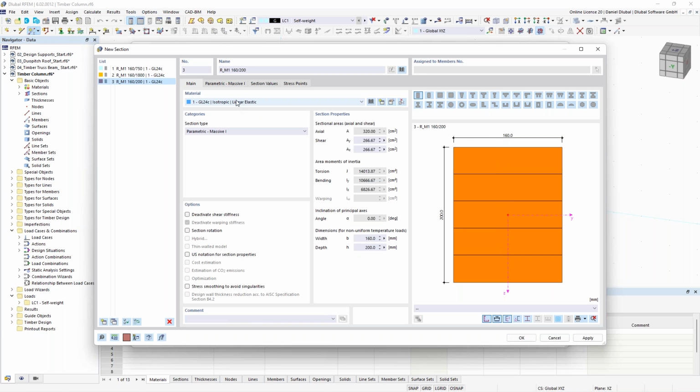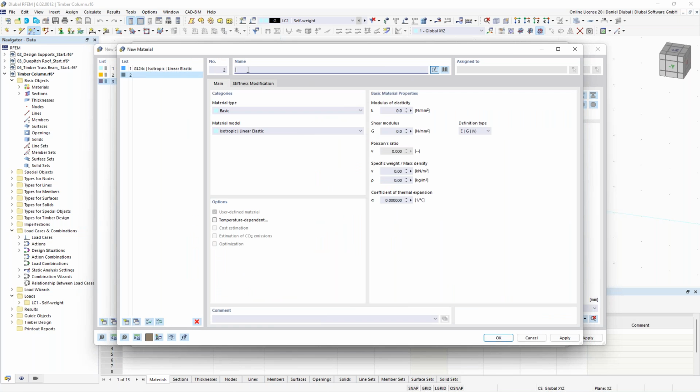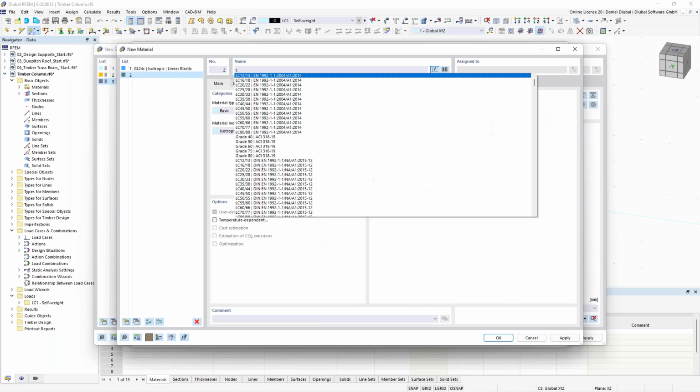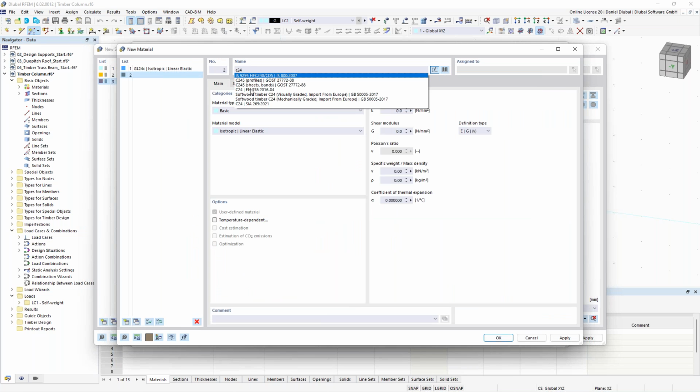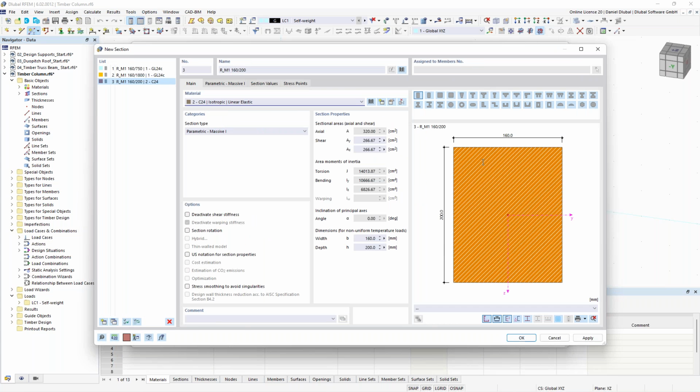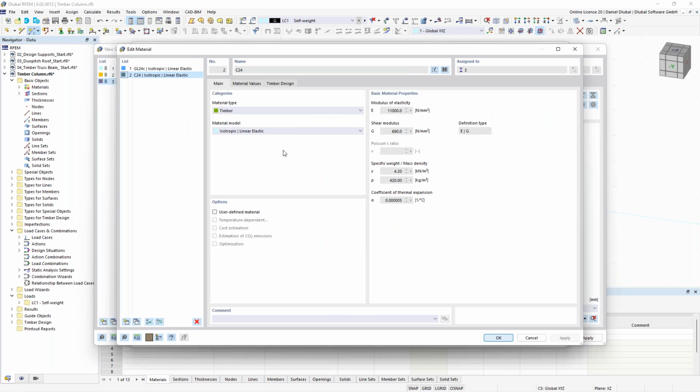The next part is the definition of a material. Here we have a normal C24. So I go here and create a new material, enter the name C24, softwood. I click on OK. And now you see this new cross section with this material. You can also go here to the material properties.